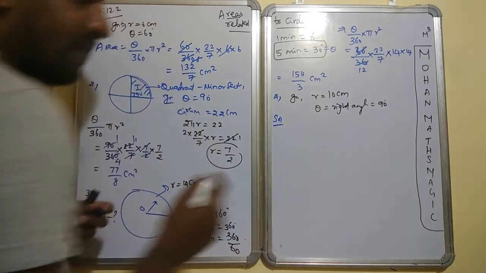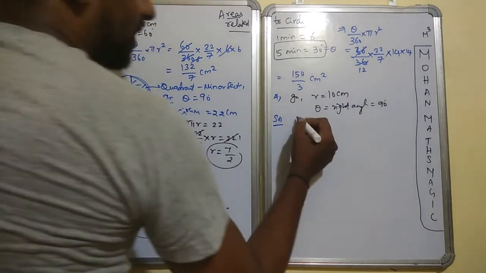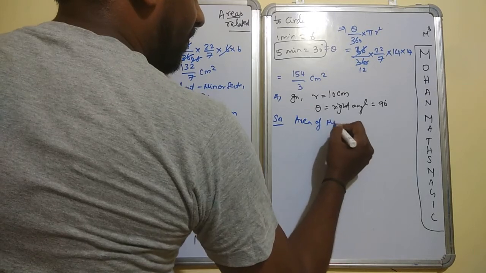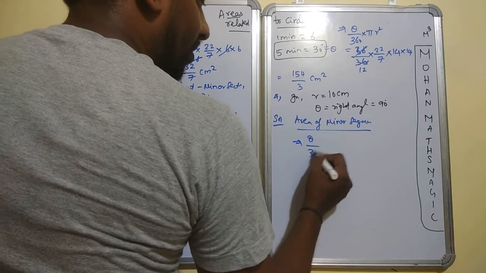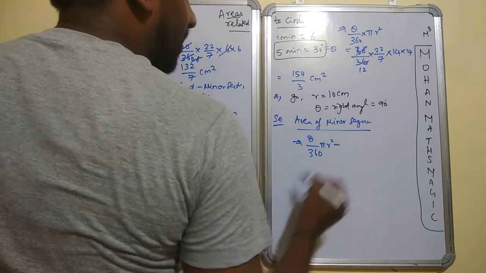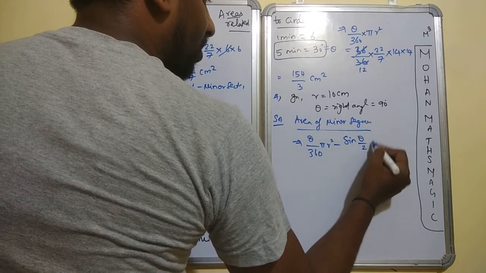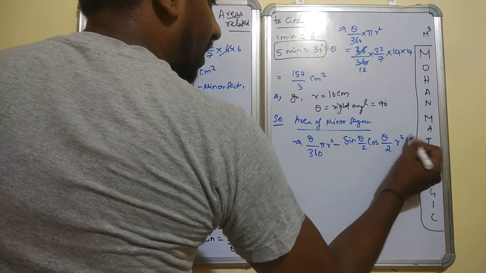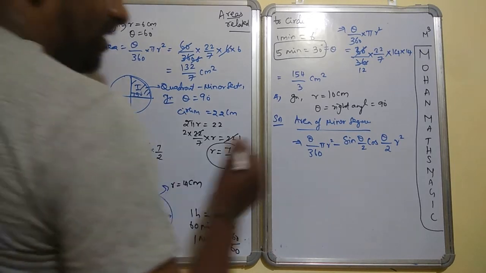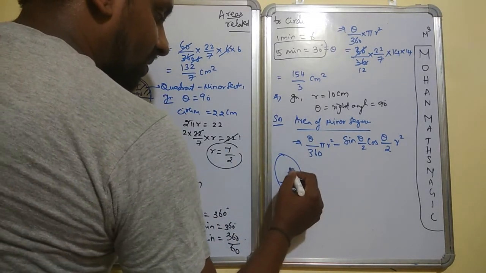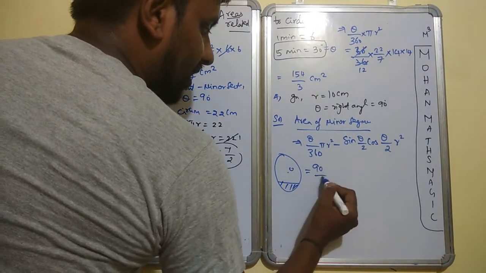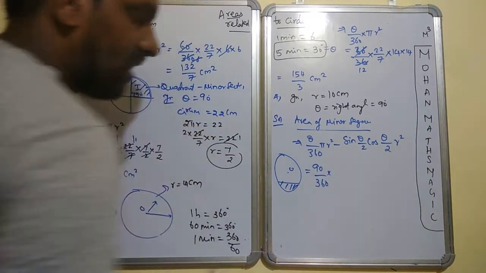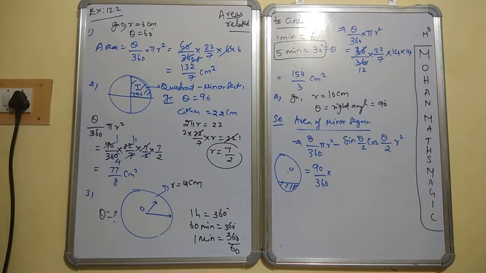Now the solution. What's the first option? Find the area of the minor segment. Area of a minor segment is theta upon 360 into pi r square minus sin theta upon 2 cos theta upon 2 r square. This is the shortcut formula to find out the minor segment. Okay? So now substitute all the values. Theta value 90 upon 360 into the value of pi, 3.14, they have given you very clearly. So 3.14.